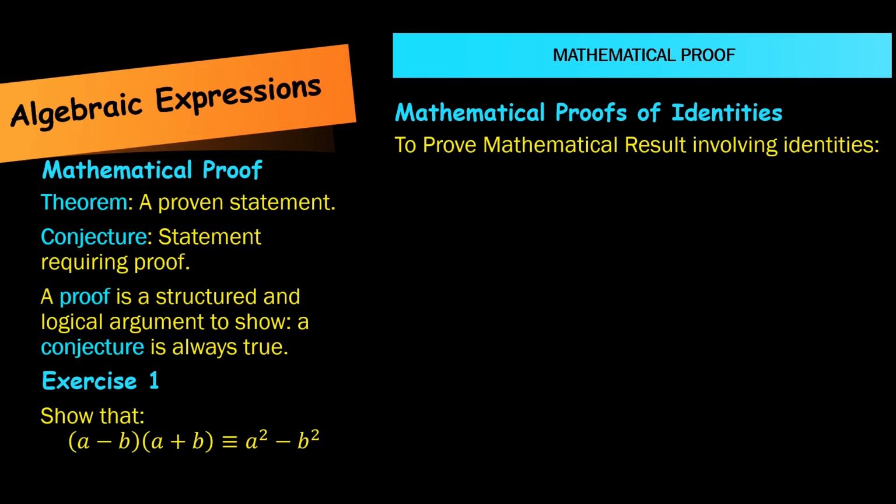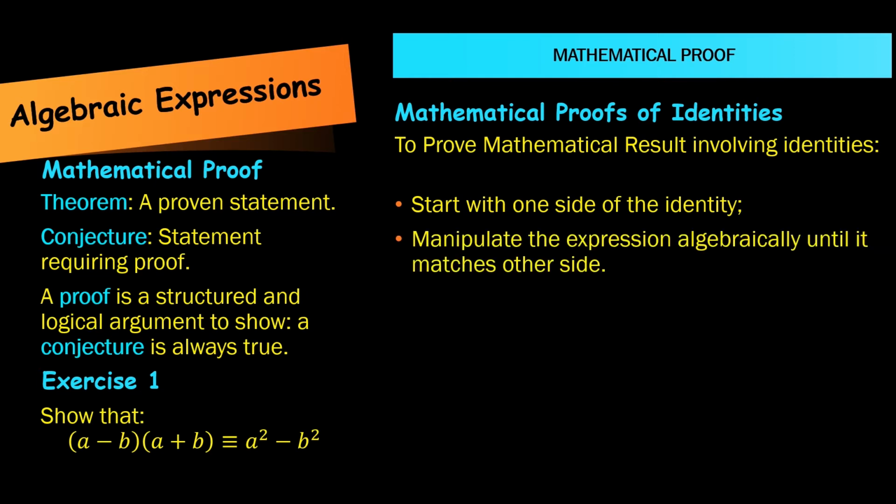Now, to prove a mathematical identity, we need to start with one side of the identity, so either the left-hand side or the right-hand side. Then we manipulate the expression algebraically until it matches the other side. So let's prove exercise 1. The left-hand side is equal to a minus b times a plus b.